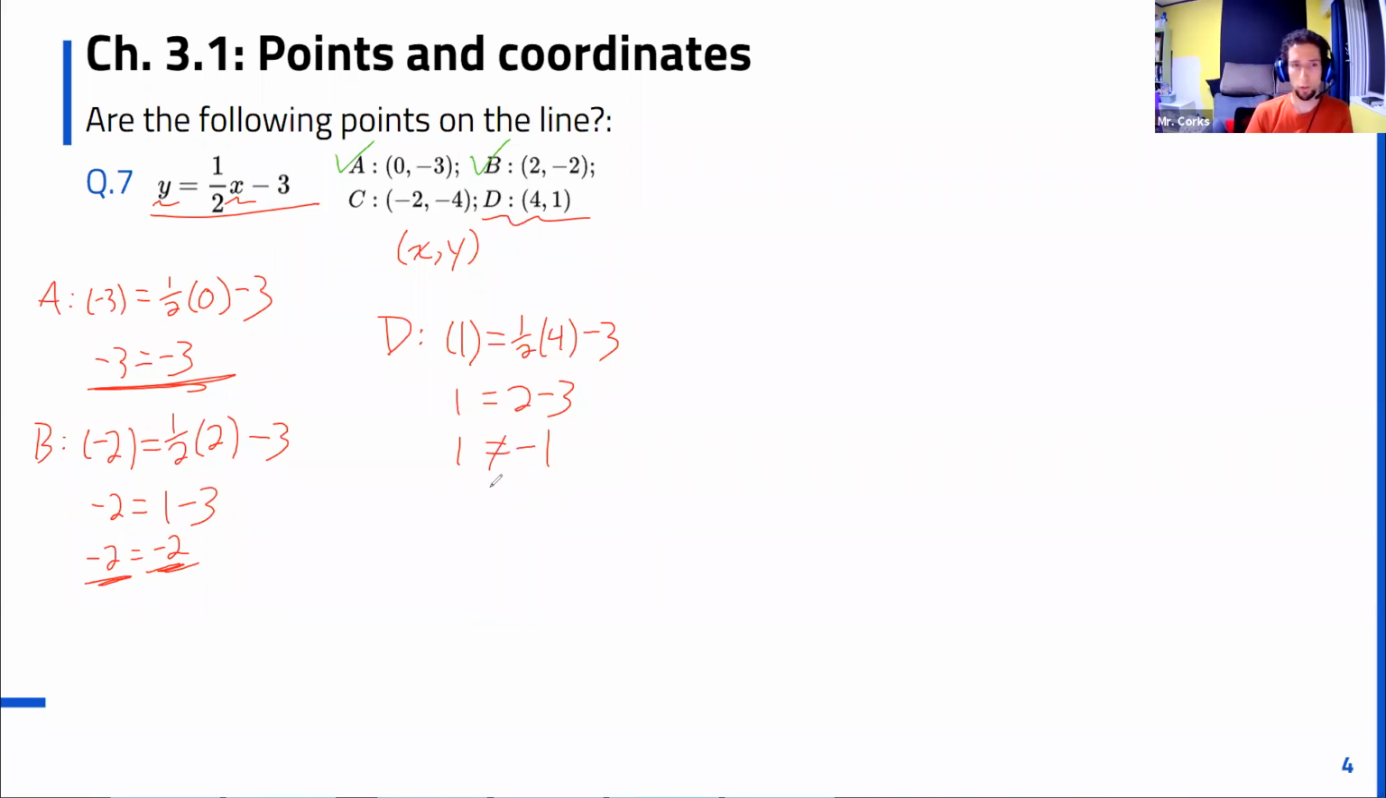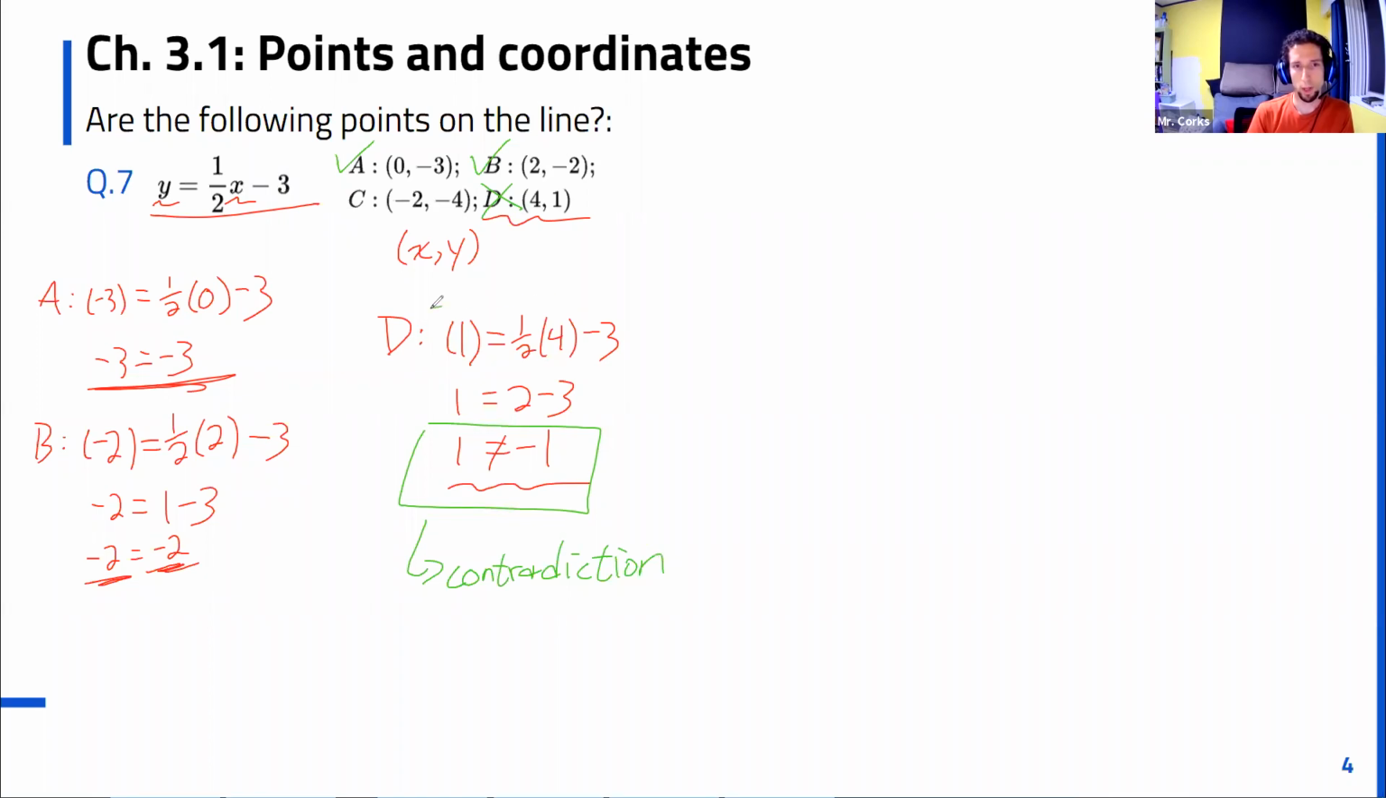How do we interpret this result? It's not following the line. Okay, so it's not on the line. D does not work because the two sides are not equal. As I wrote in class, this is what we call a contradiction.